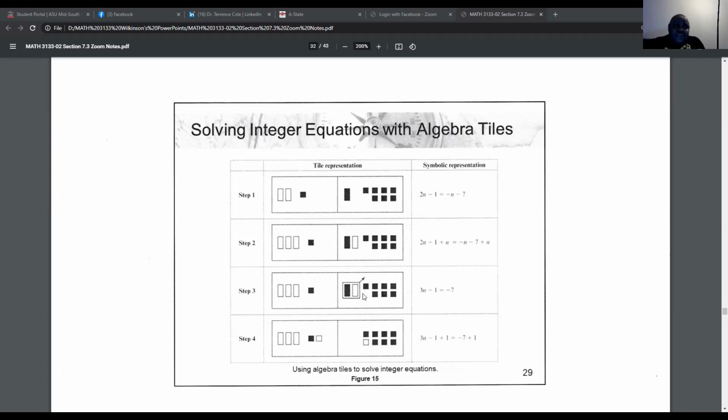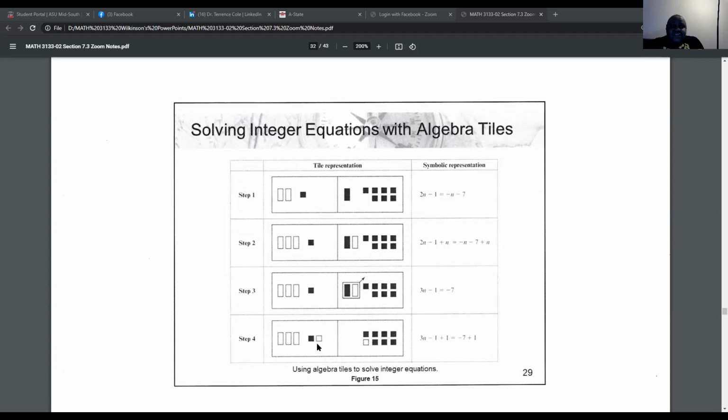Now in step number 3, you're going to see that 1 black n tile plus 1 white n tile represents a 0 pair. So I'm going to have 3n minus 1 here, and then that's going to be equal to, and I'll be left with only 7 negative 1 tiles. That's negative 7. All right, next.